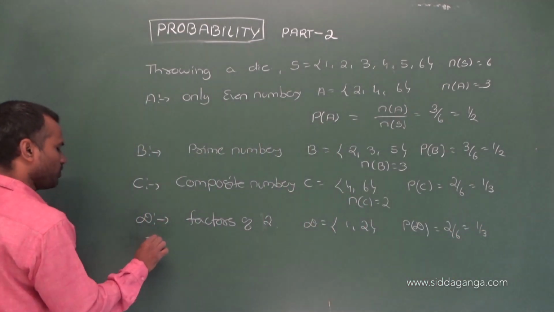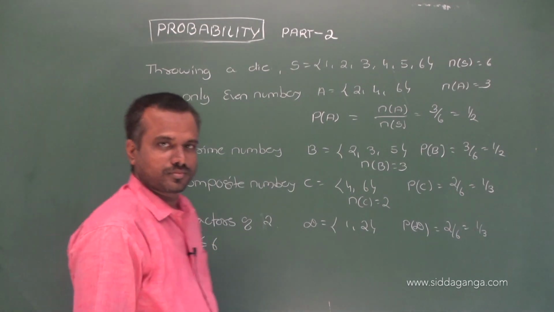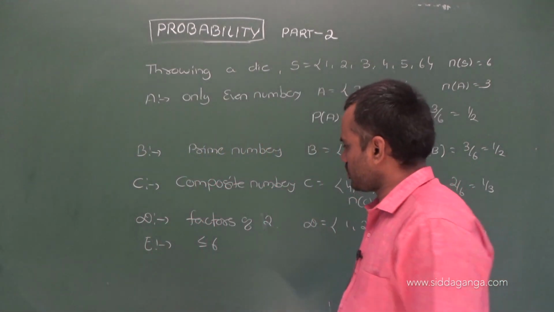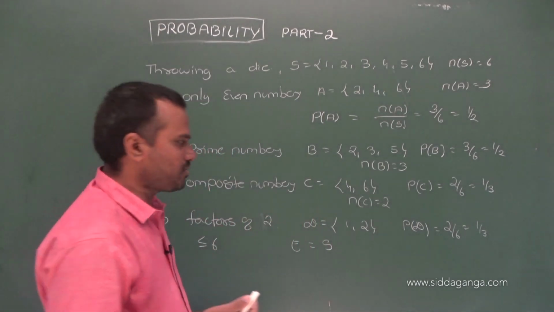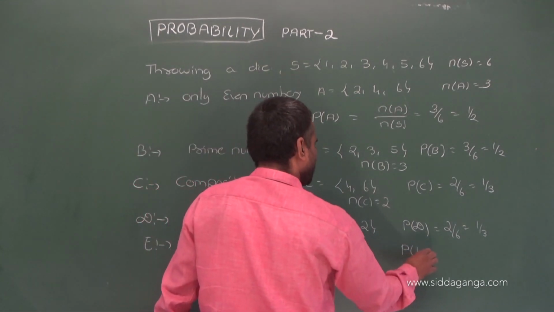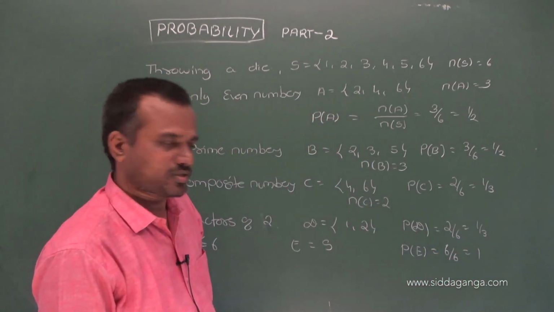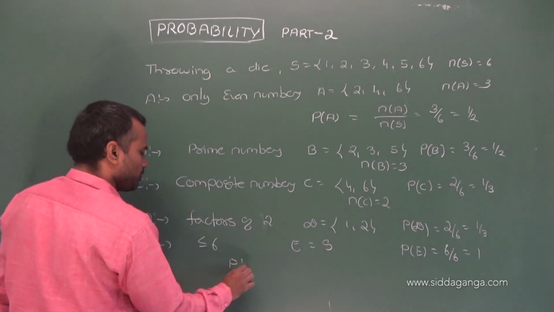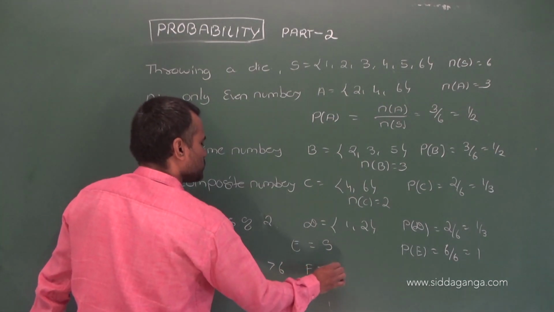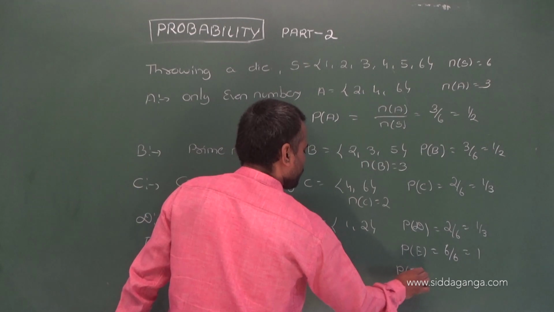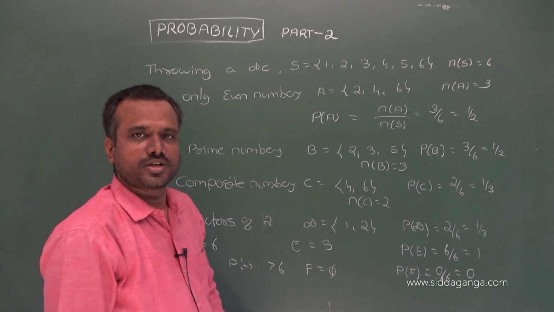If you want, I write one more event: the number that comes is less than or equal to 6. Then E is nothing but the sample space. P of E is 6 divided by 6, equal to 1. One more event F, greater than 6. Then F is empty. Then P of F is 0 divided by 6. Answer is 0.